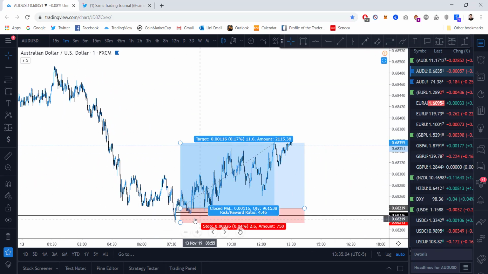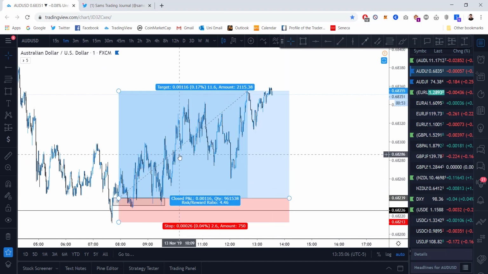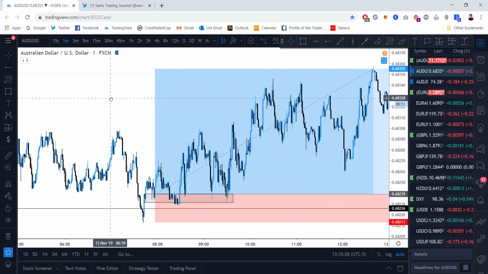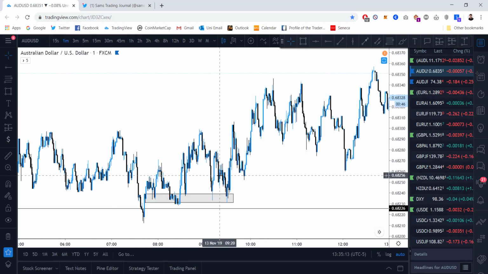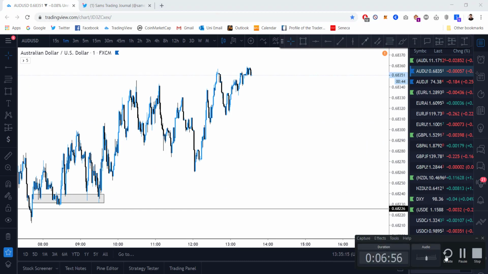And I'm not in this trade, but it's just something interesting that you want to look at, on how to use the 1 minute time frame to catch an entry. So yeah, that's it. Cheers, 6 minutes.